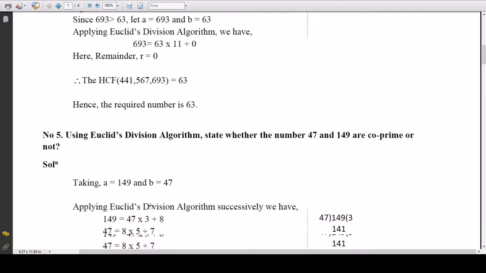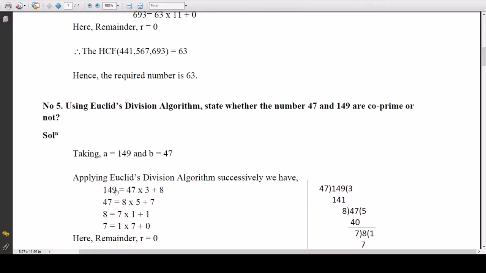Okay, now let us take these two numbers and find the HCF, taking A as the bigger number, B as the smaller number. 149 divided by 47, you will go with 3, you'll get 141, remainder is 8. Again take 47 as the dividend. 8 multiplied by 5 is 40, leaving remainder 7.